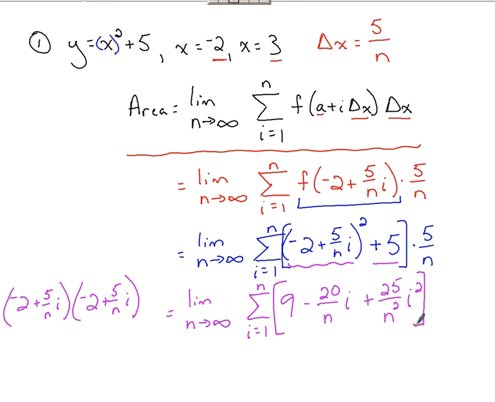All right, so I've cleaned up everything inside the brackets. Still need to multiply by this 5 over n at the end. As I multiply by that 5 over n at the end, I'm distributing it back through to these three terms. So let me carry this over to the next slide.